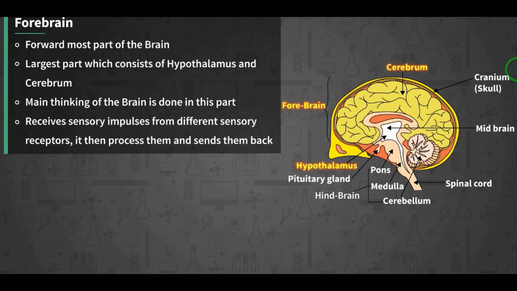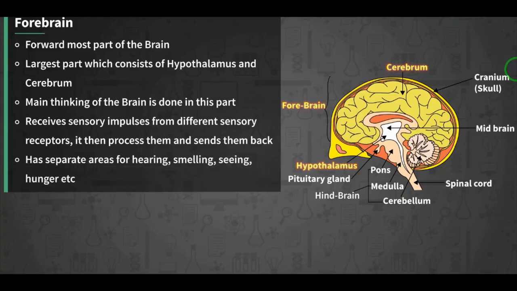Then the main thinking of the brain is done in this part, the main function being thinking. It receives sensory impulses from different sensory receptors, processes them and sends them back. It has separate areas for hearing, smelling, seeing, hunger, etc.